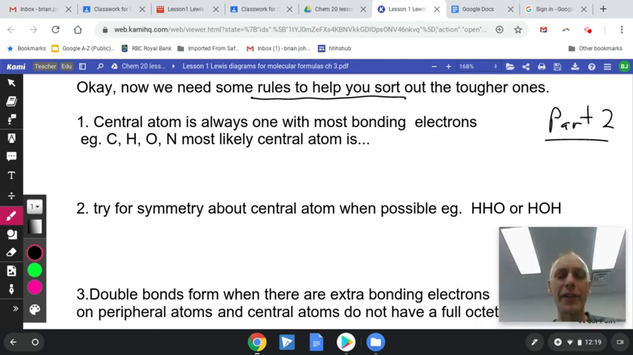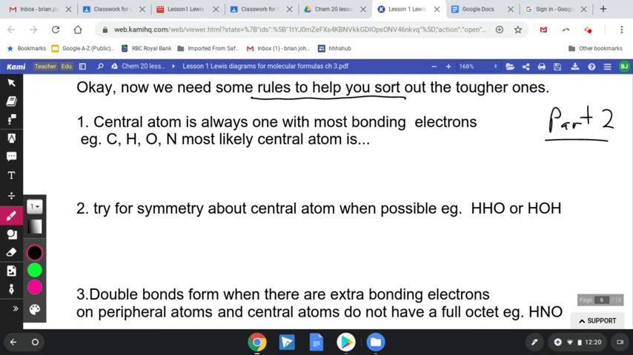Hello guys, welcome back to part 2 on Lewis diagrams and structural diagrams for molecules. So now we're going to go through some tips and strategies and rules for the more complex molecules. And you will get good at this. So we'll take about 10 minutes to do some examples together, and then I'll cut you loose on your assignment.